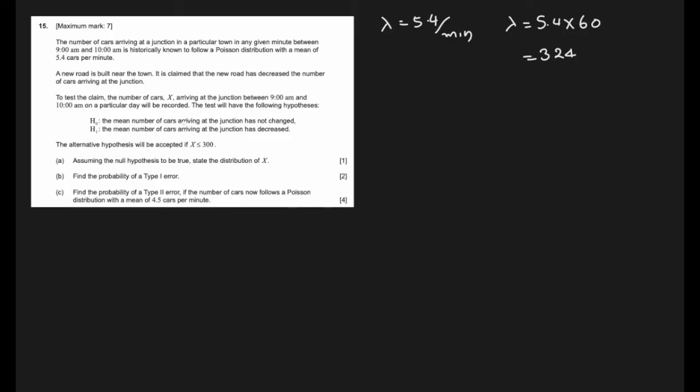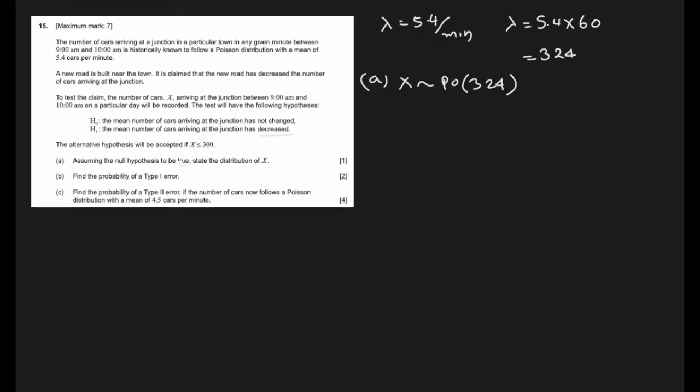Okay. The test will have the following hypothesis. Null is mean number of cars arriving at the junction has not changed, and alternate is it has decreased. Okay. Alternate hypothesis will be accepted if x is less than or equal to 300. Assuming the null hypothesis to be true, state the distribution of x. So since it is a Poisson distribution, mean is 324 because we are calculating for 1 hour.